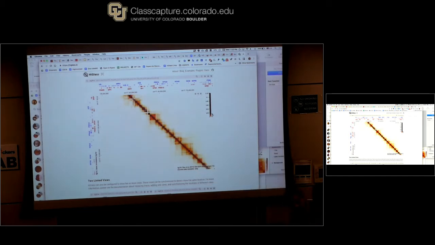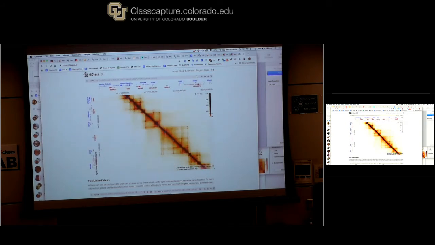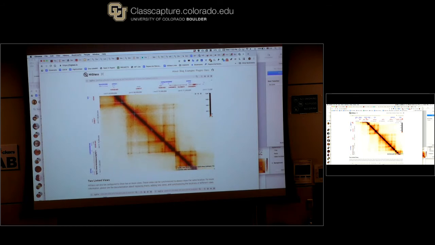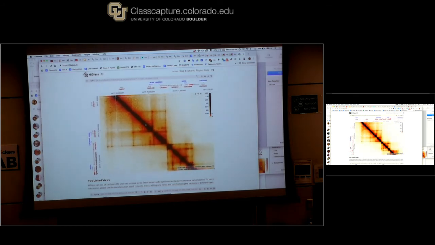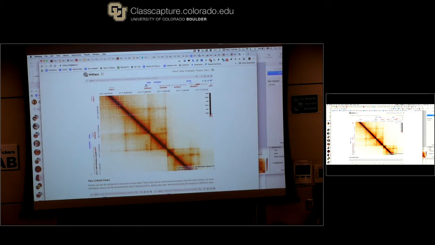With this data, I can keep zooming in until maybe 5 KB, and you can keep seeing features. It's a nice region. I have no idea what this is. This is the SOX9 gene, SOX9 cluster, long noncoding RNA.